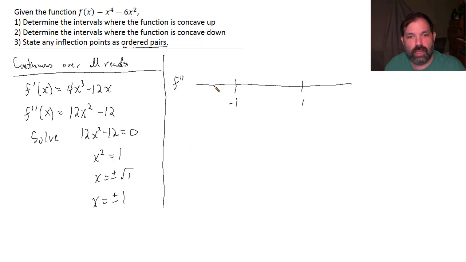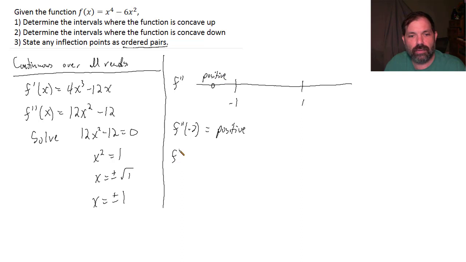All right, so testing, how about negative 2? F double prime at negative 2, that would be 12x squared minus 12. That would be 12 times 4, that is 48. 48 minus 12 is 36. This is positive. Again, I don't really care about the number. All I care about is the sign. Positive.